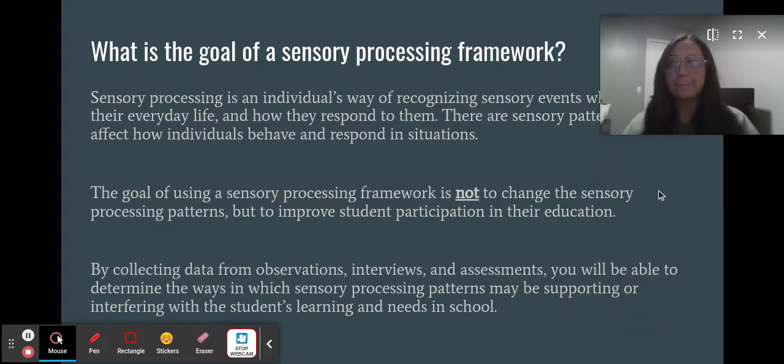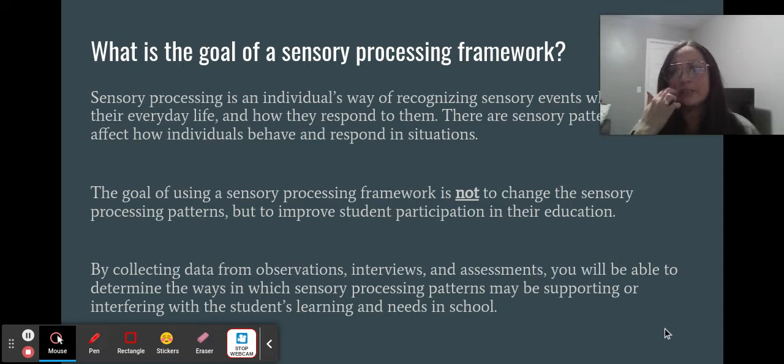There we go. Okay. And then the last part on this page is by collecting data from observations, interviews, and assessments, you will be able to determine the ways in which sensory processing patterns may be supporting or interfering with the students' learning and their needs while they're at school.